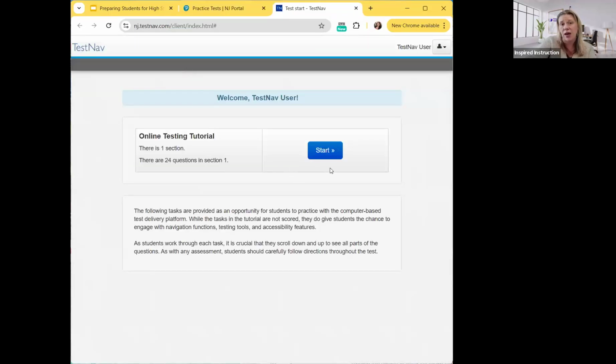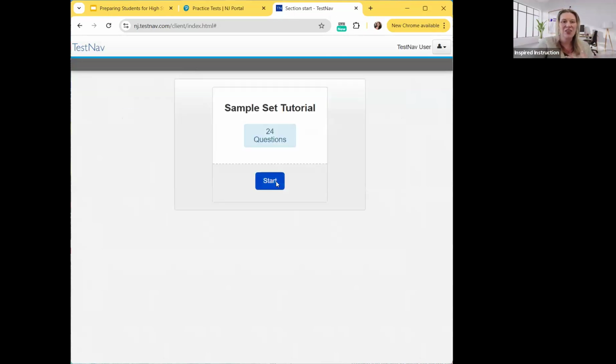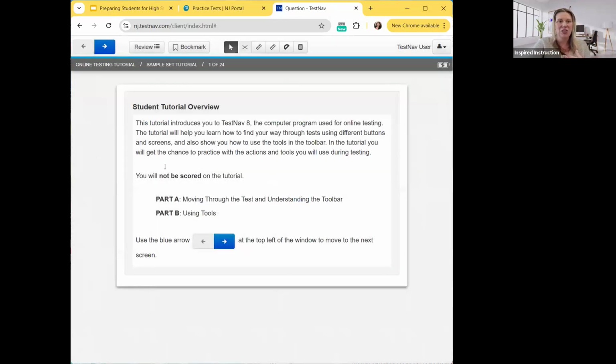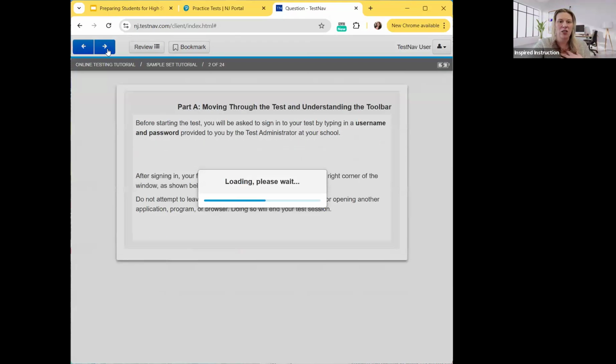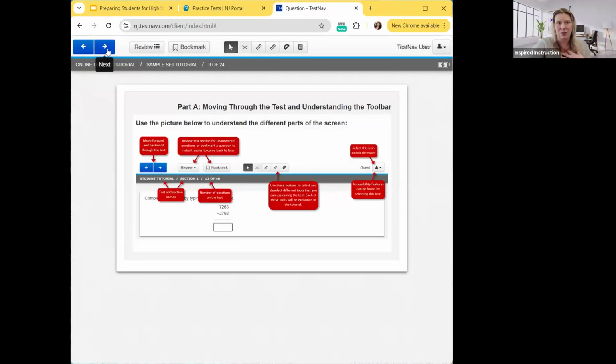And I do love how this tutorial actually sets it up as an actual test. So they're looking at what they will be looking at on test day. So again, tutorial shows you, this is what you do with part A and part B. This is how you use the arrows. It shows you all the different choices up here for different things, how to bookmark, and it really walks you through all the different aspects.